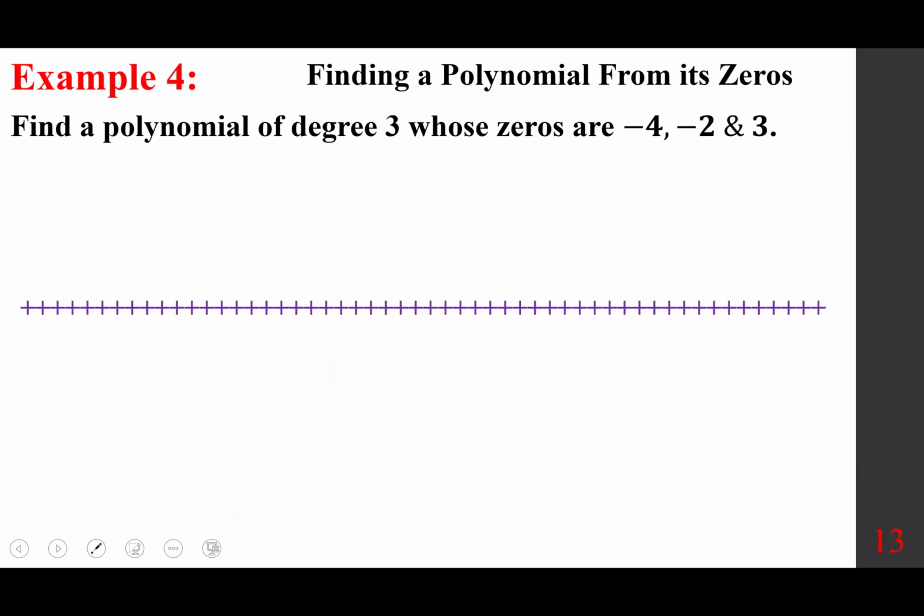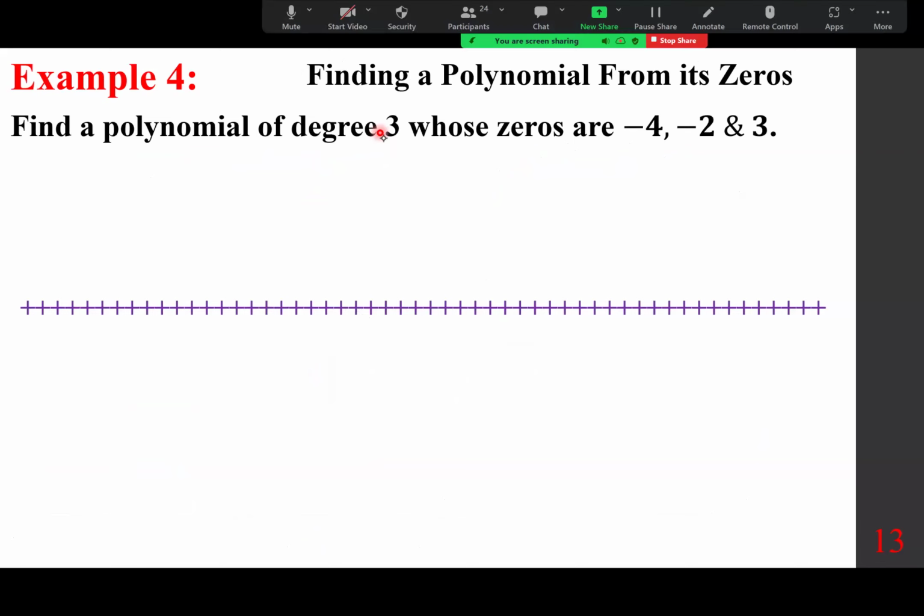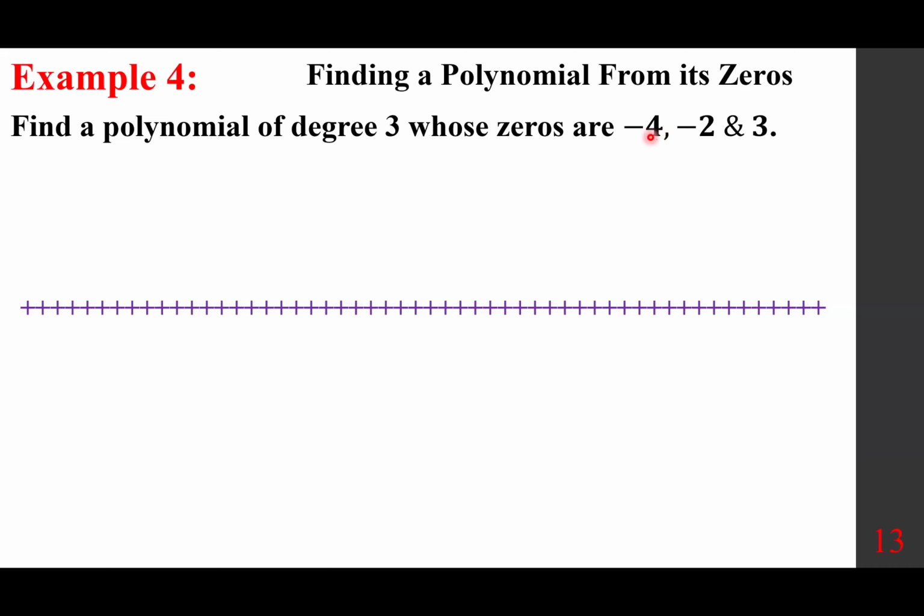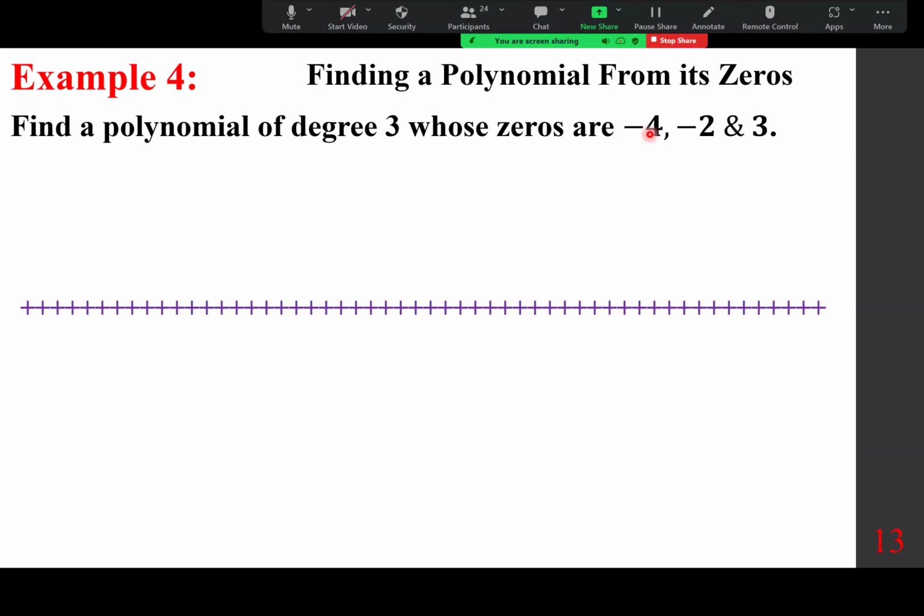And of course, the relationship between the two. Find the polynomial of degree 3, whose zeros are -4, -2, and 3. Well, we start with f of x or p of x equals a, some multiplier. And for this one, we get x plus 4. For this one, we get x plus 2. For this one, we get x minus 3.